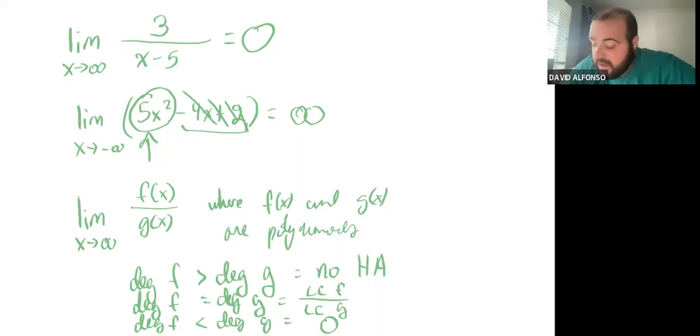So again, if you forget this, it's not the end of the world. L'Hopital's rule will help you determine what that answer would be. But sometimes it might get really complicated to do L'Hopital's rule. You might have to do it like 3 or 4 times to find the answer. So in my opinion, it's just easier to remember this rule. But again, that's totally up to you guys. Okay.